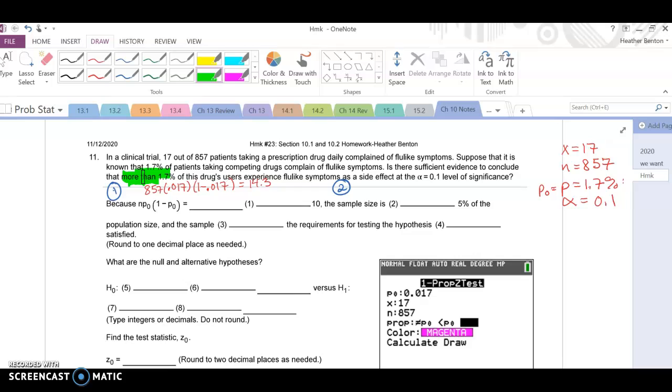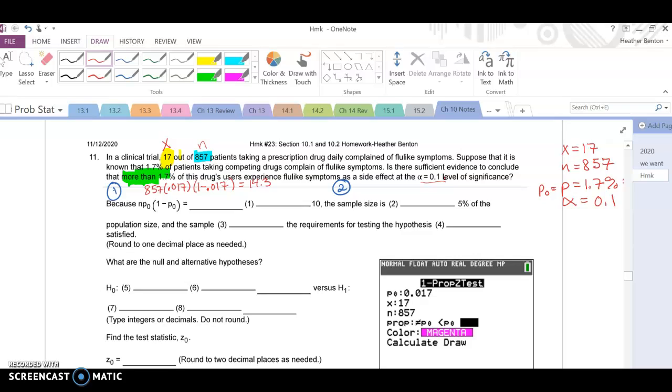When I read the problem, I like to go ahead and right then and there collect the different values that I'm going to need for the rest of the problem. So there's my 17, and 857 is going to be my N. That 1.7% is going to be my P naught. What else? Oh, alpha is 0.01.